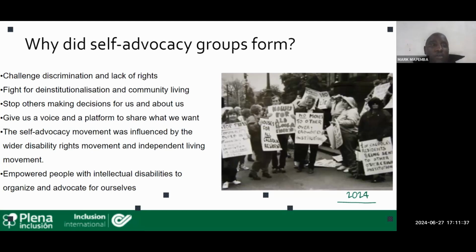why did self-advocacy groups form? The group of advocates back then wanted to challenge discrimination and lack of rights, fight for deinstitutionalization and community living, and stop others making decisions for us and about us, giving us a voice and a platform to share what we want. The self-advocacy movement was influenced by the wider disability rights movement and independent living movement. It empowered people with intellectual disability to organize and advocate for ourselves.